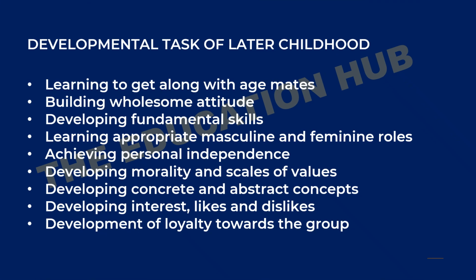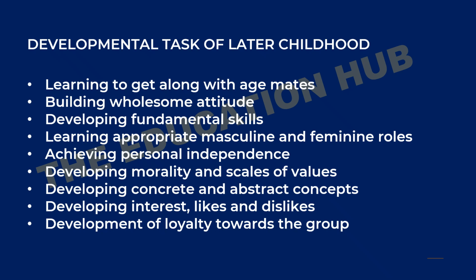Developmental tasks of later childhood, which is from 6 to 12 years of age. The first is learning to get along with age mates. Age mates, nothing but age group. So here the child learns about friendship, cooperation, teamwork, etc. The next is building a wholesome attitude towards oneself. That means self esteem, a positive self concept, having a positive opinion of your own self. It's very important at this age.